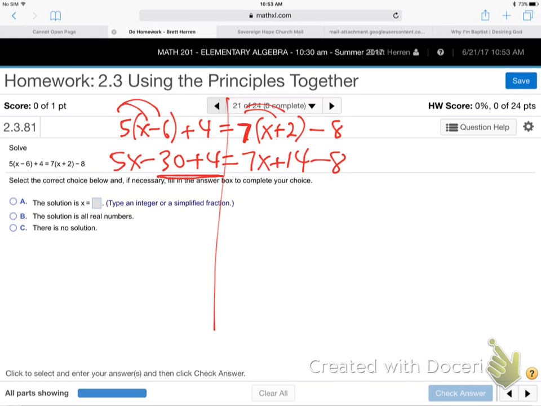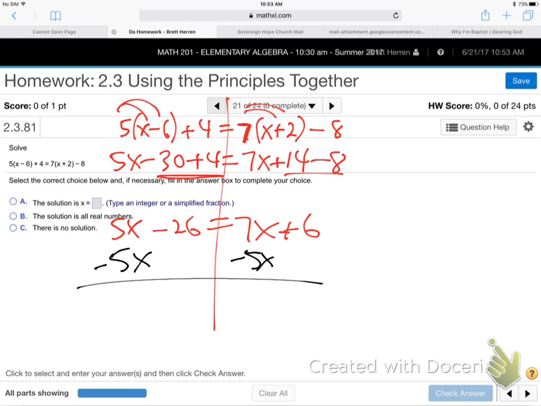Minus 30 plus 4, add them, that's minus 26. And 14 minus 8 is 6. So we get to there. Now, we have x's on opposite sides. What do we do when we have x's on opposite sides? Get rid of one of them, so they are on only one side. It doesn't really matter which one you get rid of. You can get rid of the 5x or the 7x. I'll just get rid of the 5x, but you could go minus 7x from both sides. That'd work just as well. Just get rid of one of them, right? Everybody good with that?